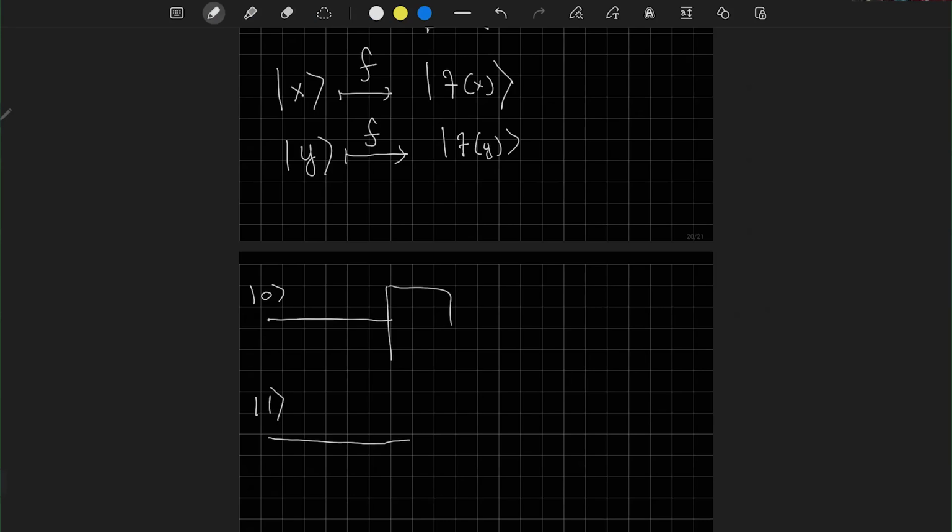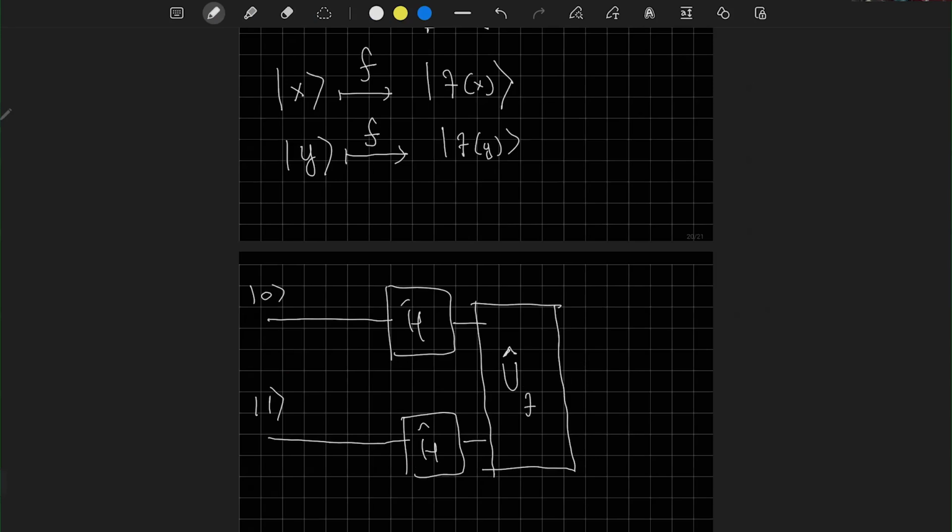And then I have my gate on both qubits. And then I apply the function. And then I define a new function. Let's call this function UF. So the function is now encoded in a quantum circuit. So this is a 2-qubit gate. Finally, I put a Hadamard gate here and a Hadamard gate here.